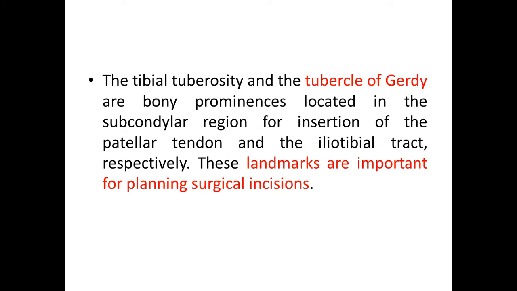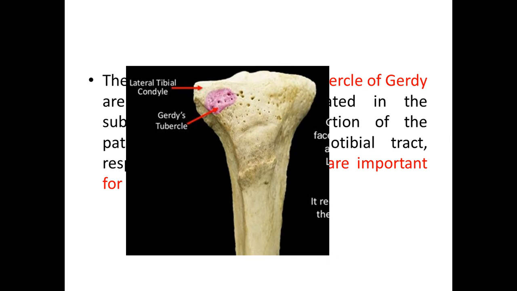Also, you have other landmarks for planning your surgical incision. This is the tibial tubercle. This is the Gerdy's tubercle, and this is the tibial tubercle. At Gerdy's tubercle, the iliotibial band is attached here. So your approach is coming along this border, just lateral to the tibial tubercle about 1 to 2 centimeters, then curved when you reach the tibial tubercle.